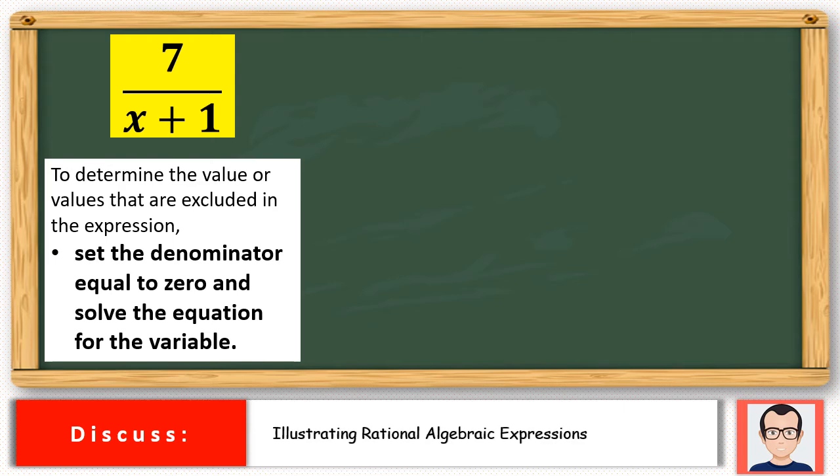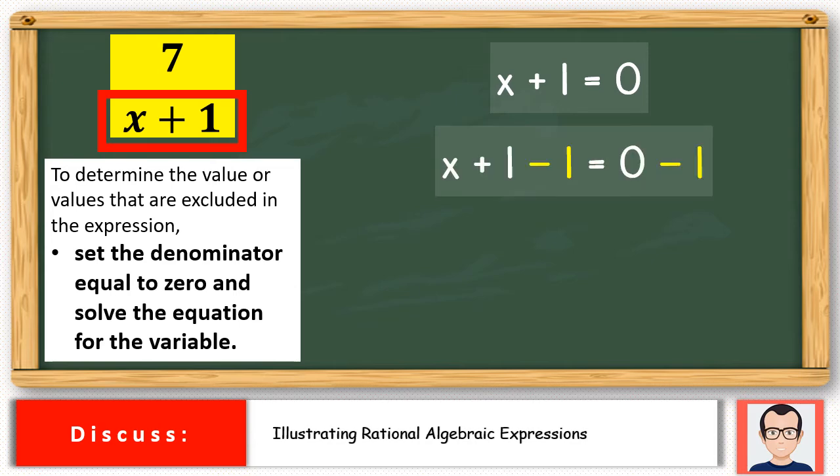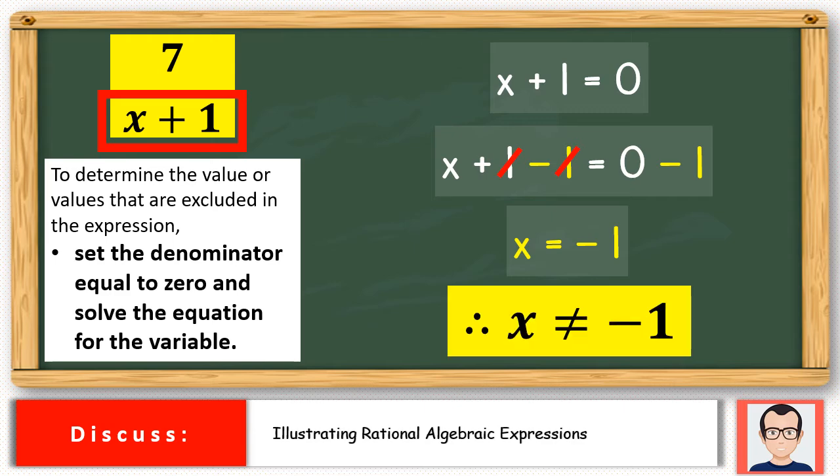That will become x plus 1 is equal to 0. Then, on the left side, we apply the subtraction property of equality to eliminate positive 1, so that variable x will only remain. x now is equal to negative 1. For our final answer, we therefore conclude that x must not be equal to negative 1 so that the expression will not become undefined. Got it?